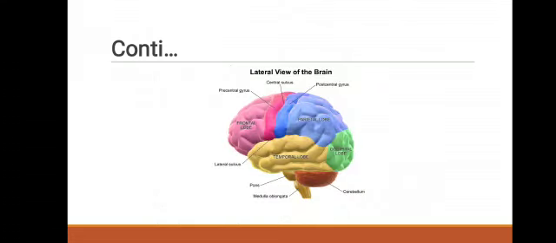This diagram shows lateral views of the brain. This diagram shows cerebrum, medulla oblongata, pons varolii, occipital lobe, temporal lobe, parietal lobe, central sulcus, precentral gyrus, frontal lobe and lateral sulcus.